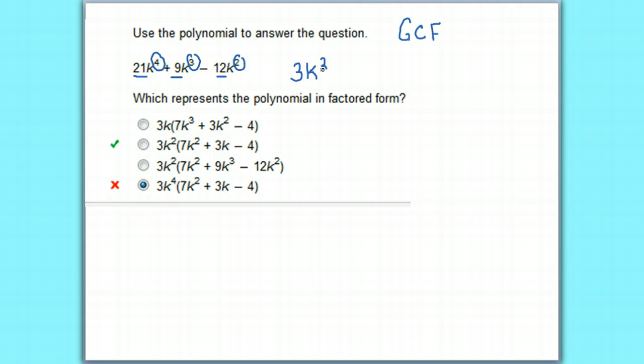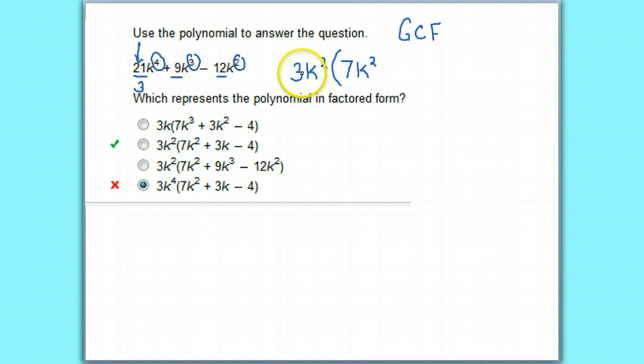Okay? So once you decide what the GCF is, you write that in front, and then you put a parenthesis next to it, like so. And then you're going to come back, and you're going to say, okay, if I take 21 and I divide it by 3, what am I left with? Well, 21 divided by 3 is 7, right? So you write 7, and then you think about the k's. Well, I took 2 out front. There were 4 to begin with, so how many are left? 2.